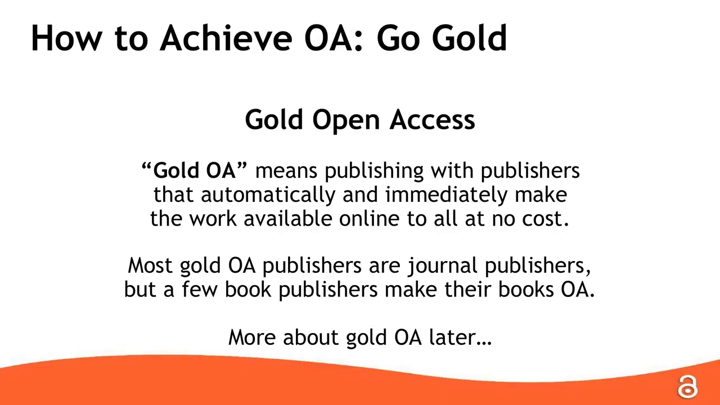How can we achieve open access? Suppose we all think it's a good idea, how can we get to it? There are two ways. The first is what's known as gold open access. Gold open access is when an author publishes his or her work with a publisher that automatically and immediately makes the work available online at no cost. Most gold open access publishers are journal publishers such as the Public Library of Science and BioMed Central, but book publishers do exist that make some or all of their books gold open access. For example, Amherst College is in the process of creating an academic book press that will exclusively publish open access books.